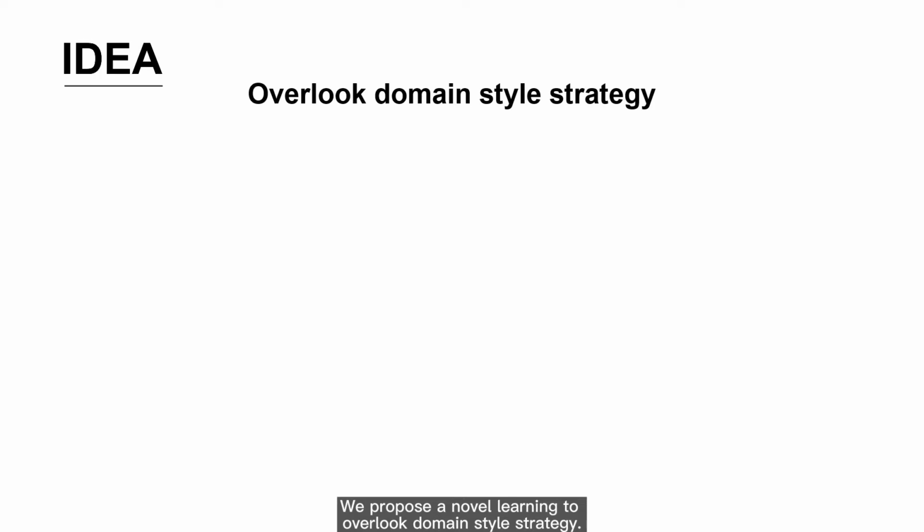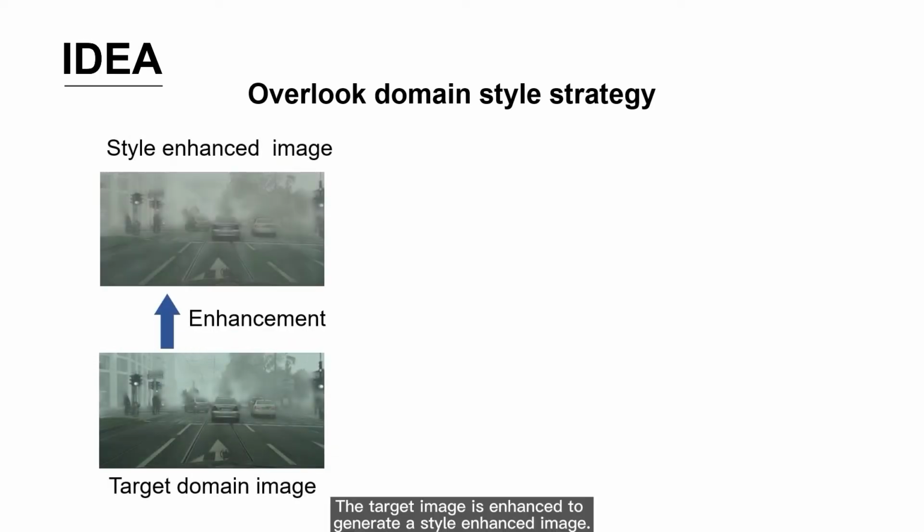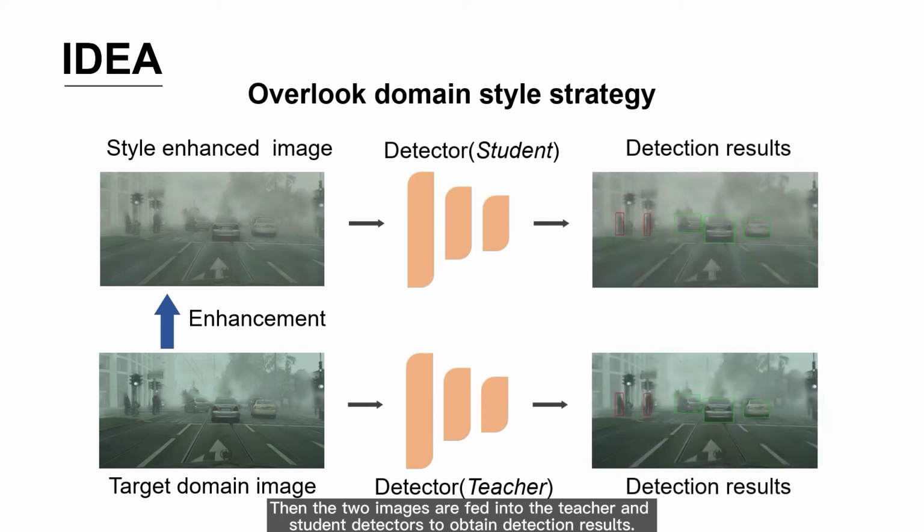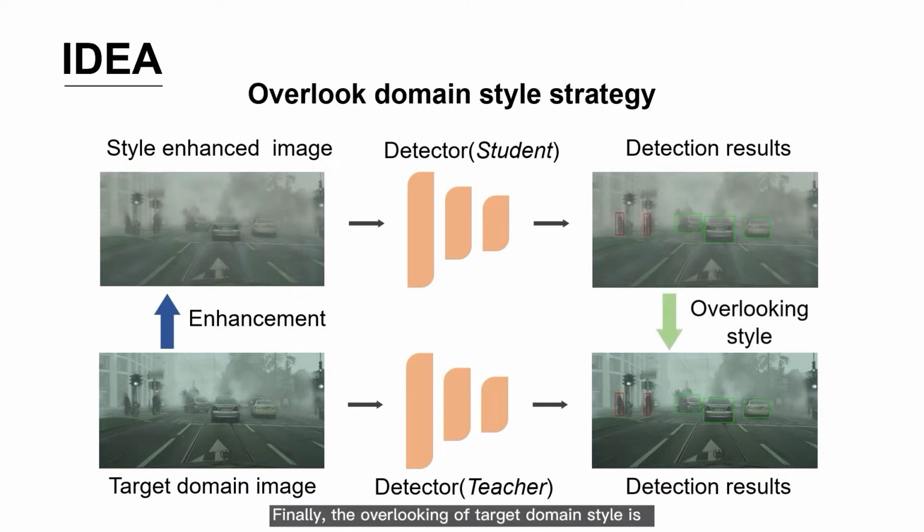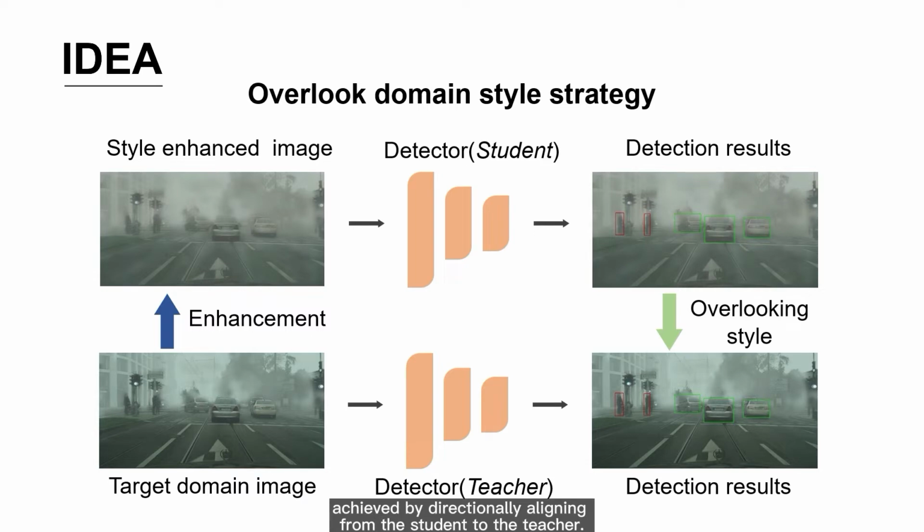Next, let's pay attention to our idea. We propose a novel learning to overlook domain style strategy. The target image is enhanced to generate a style enhanced image. Then the two images are fed into teacher and student detectors to obtain detection results. Finally, overlooking of target domain style is achieved by directionally aligning from the student to the teacher.